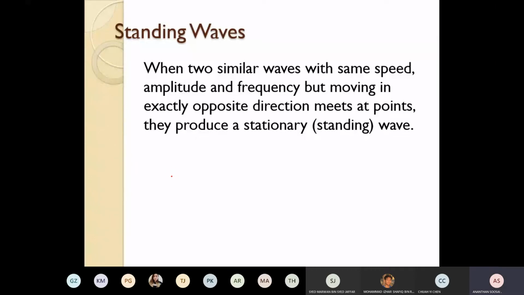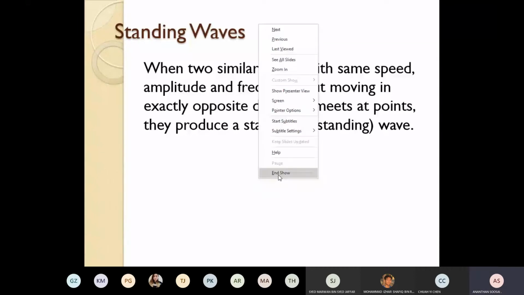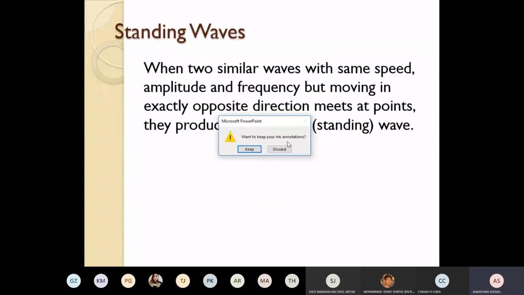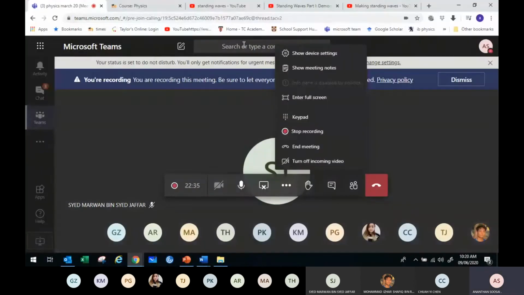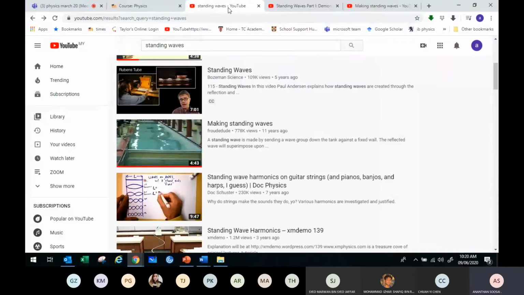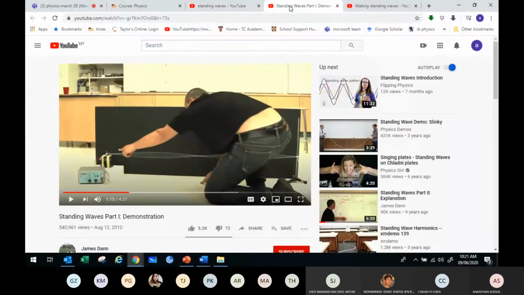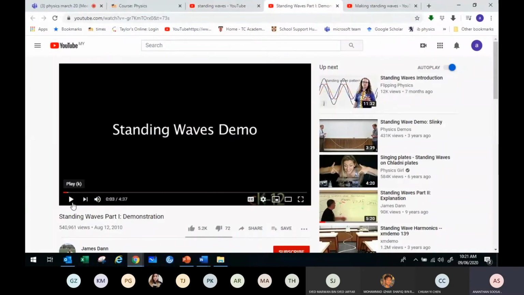So today's lesson is standing wave. What is a standing wave? If I want to show, let me show a video. This is a standing wave, just temporarily. Okay, so this is one video. You can see it's the standing wave.